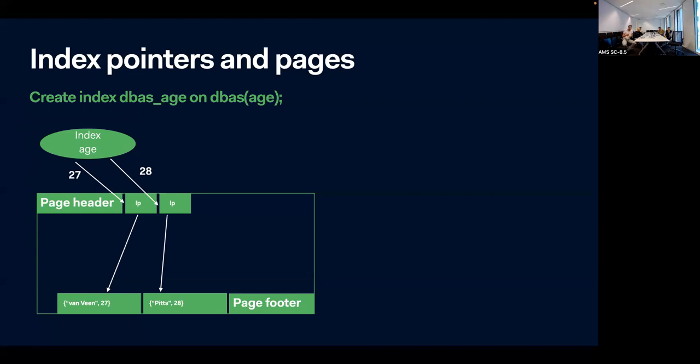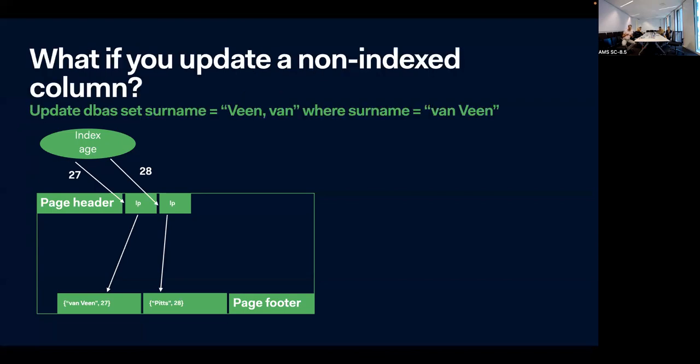And we do an update on this table. So we update my surname. So what do we do? Well, we create a new version of this row. We create a line pointer. And after a while, we clean up. And everything works like a charm. So we can do a hot update and everything still works.